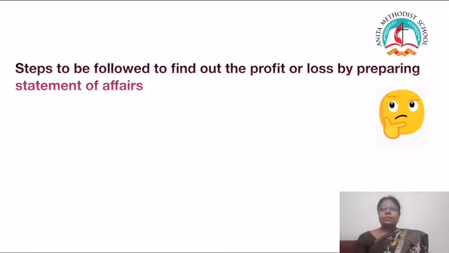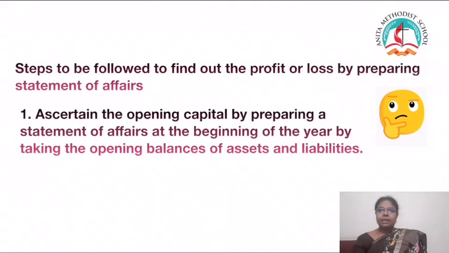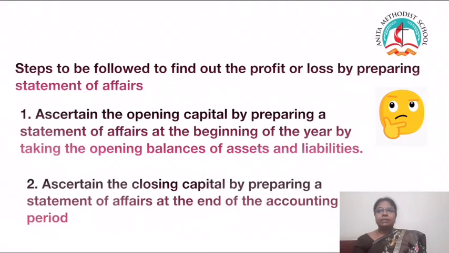Now we will see the steps to be followed to find out the profit or loss by preparing statement of affairs. So the first one is ascertain the opening capital by preparing a statement of affairs at the beginning of the year, by taking the opening balance of assets and liabilities. Ascertain the closing capital by preparing a statement of affairs at the end of the accounting period after making all adjustments such as depreciation, bad debts, outstanding and prepaid expenses, outstanding income, increase on capital, increase on drawings, etc.